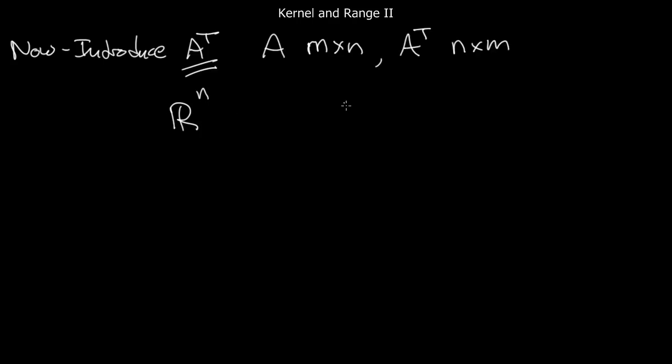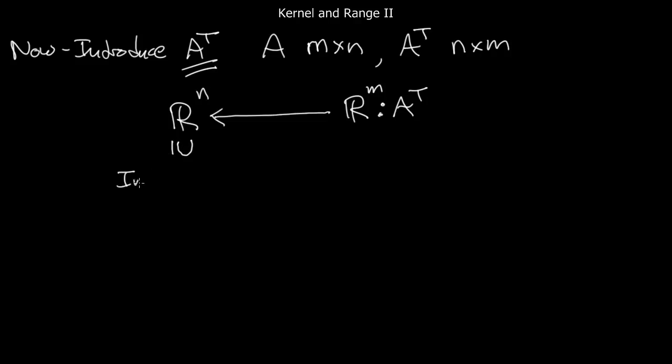Now what I'm going to do is introduce the transpose of A. So since A was m by n, of course the transpose is n by m. And so it goes the other way. If A is a map from Rn to Rm, then A transpose is a map from Rm to Rn. So I'll draw the arrow in that direction. And everything I said about A, I can now apply to A transpose. So let's look at that.